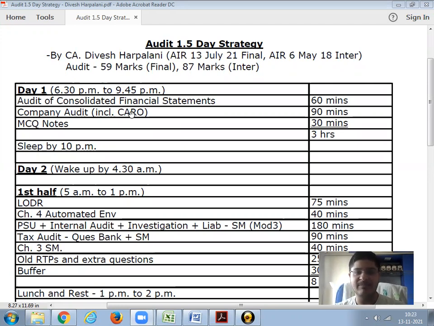Today we shall be starting with the 1.5 day strategy for the subject of audit, the subject which is most difficult to cover in the 1.5 days.